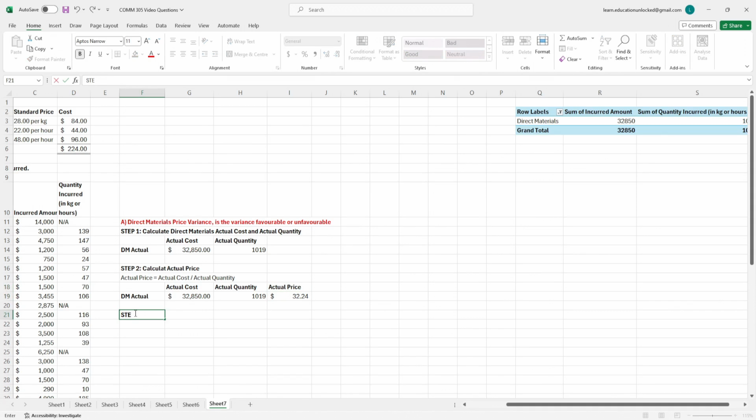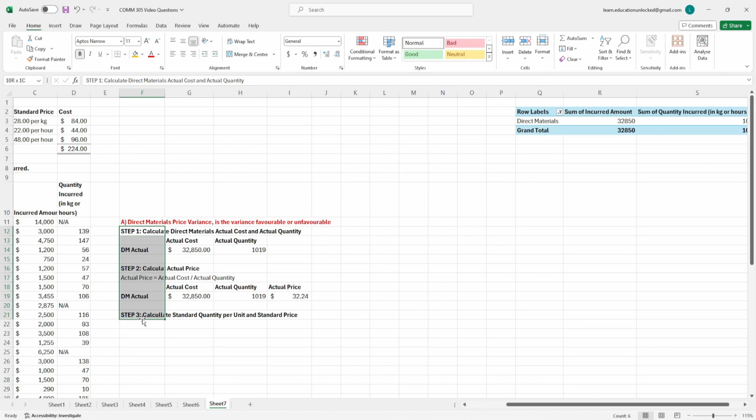So for step three, we calculate our standard quantity per unit and standard price. And if you guys are wondering where I'm getting these steps, you can go look at my video on chapter 12 where I give a step-by-step analysis on how to solve your variance questions. So it details that step one is to actually calculate your actual cost, actual quantity, and all of that. And as well, you can find all the formulas in that video as well. So step three, it's to calculate our standard quantity per unit and standard price.